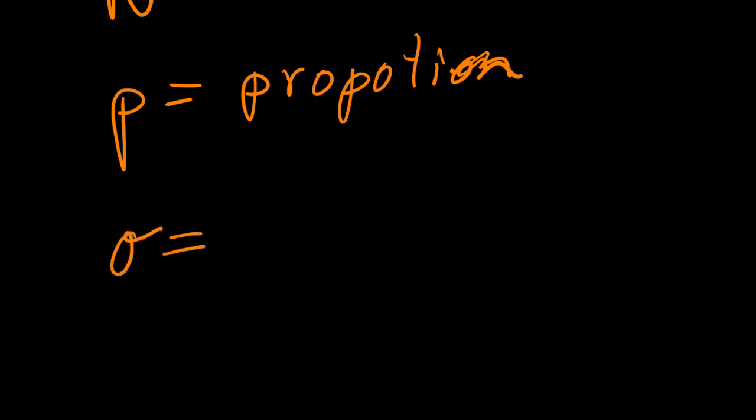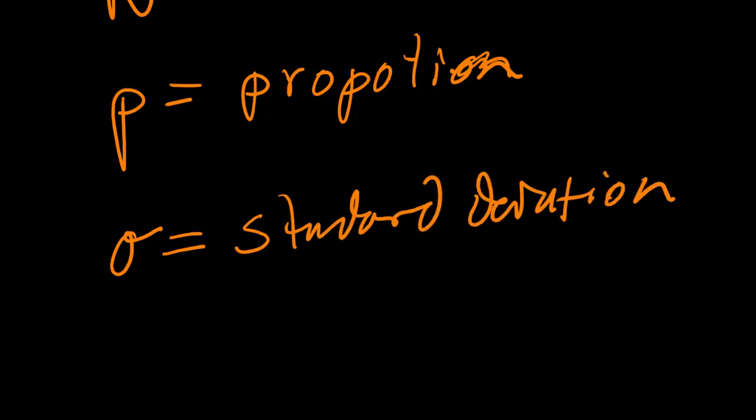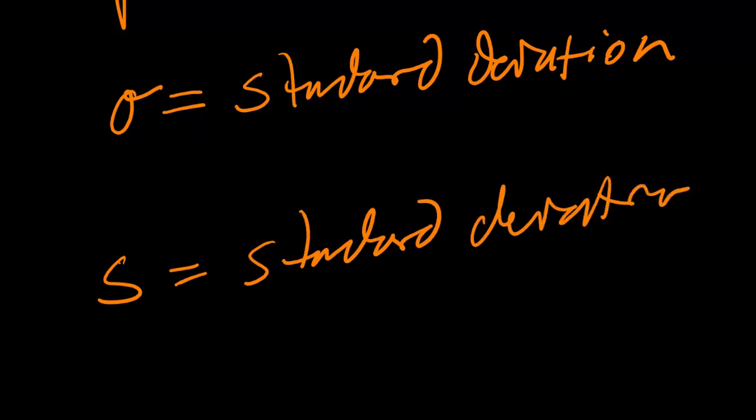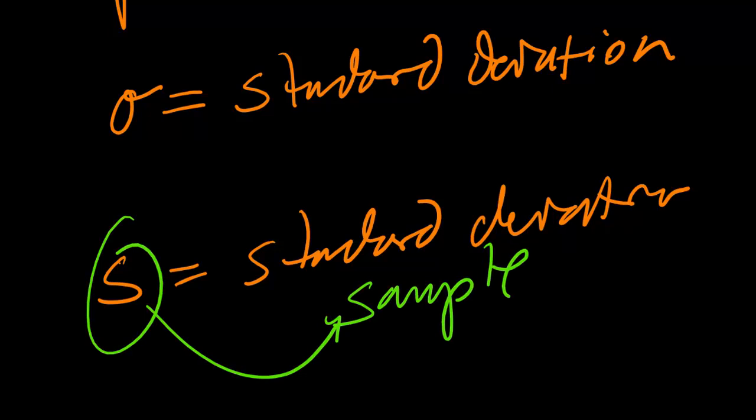Sigma is equal to a standard deviation. Always, always, always. s is also equal to standard deviation, except this one is for the sample and sigma is for the population. Think of the s as s for sample, and sigma as sigma for the population. You'll see those over and over again.